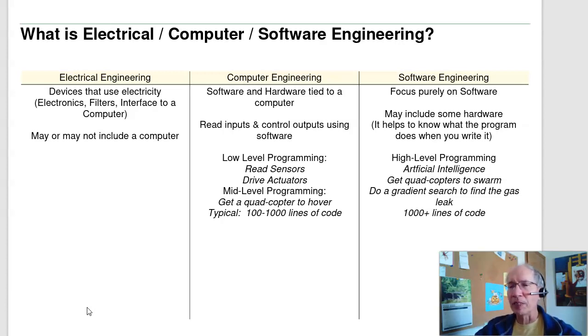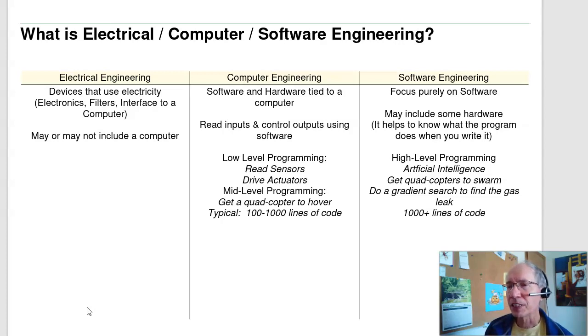Mid-level programming is something like the Arduino or Raspberry Pi. Somebody wrote those low-level routines already, and I'm going to write calling routines. So with mid-level programming, I might say, let's get a quadcopter to hover, and you'll typically have maybe 100 to 1,000 lines of code.